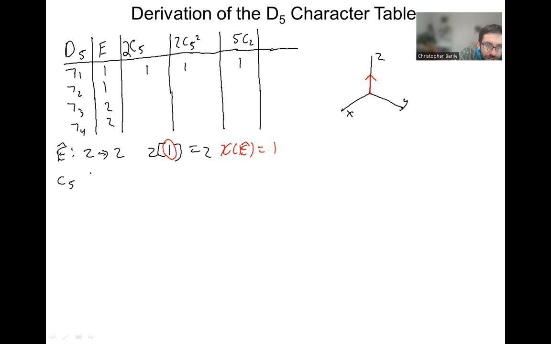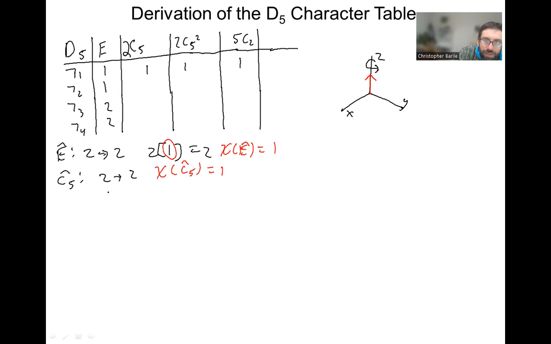Let's try C5. We can choose any operation in the C5 class. So we could do C5 or we could do C5 twice. What's going to happen here? Well, if we do a C5 on a z vector, we're doing a rotation this way. Imagine taking a piece of string and rotating it this way, we're not really doing anything. The head is still going to be pointing up, the tail is going to be down, so z is going to go to z, and for the exact same reason, the character of the C5 operation is going to be equal to 1.